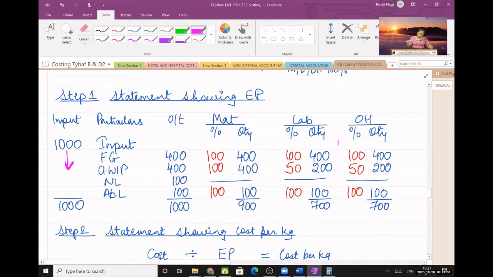Next, closing WIP. So closing WIP is how much? 400. What is the degree of completion given in the question? 100, 50, 50. So 400's 100% is 400, and 400's 50% is 200, 200 respectively.